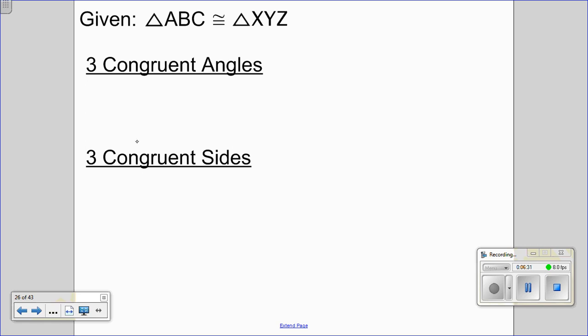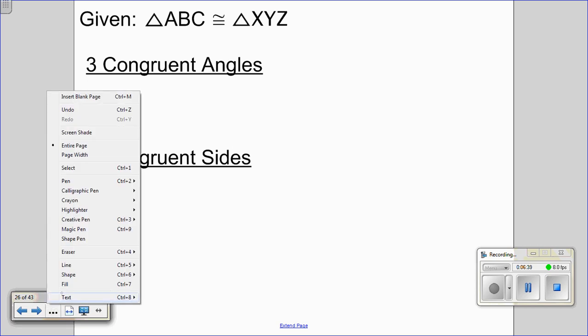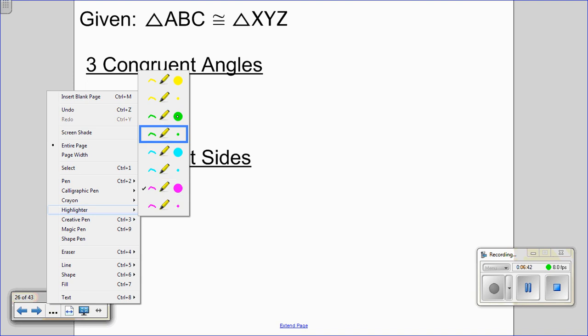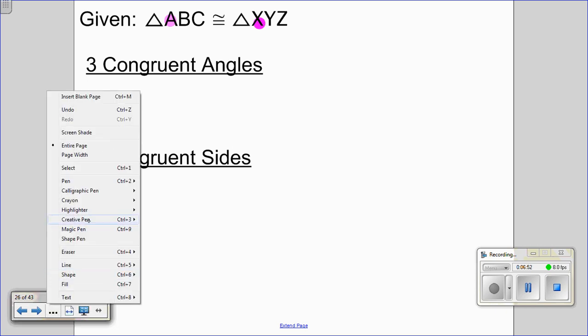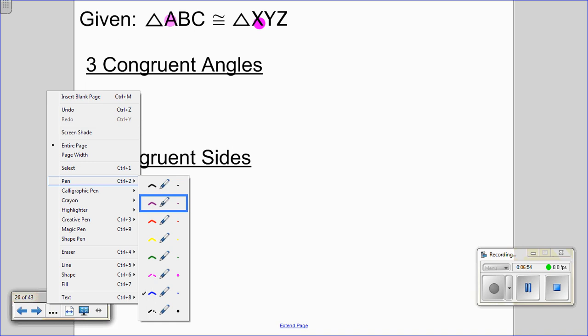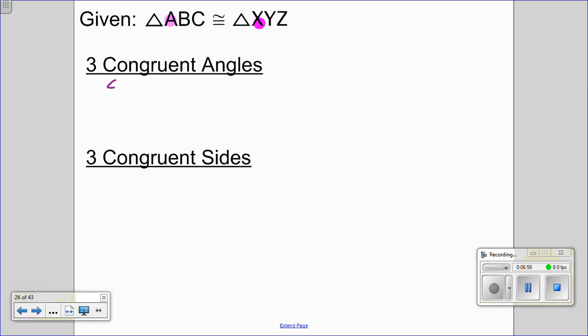On this one, they want us to mention the congruent angles and then the congruent sides. We don't have a picture, but you don't have to have one in order to answer this question. Again, pay attention to the order. So the first vertex on ABC is A. The first vertex over here is X. So those two would be congruent. So angle A is congruent with angle X.